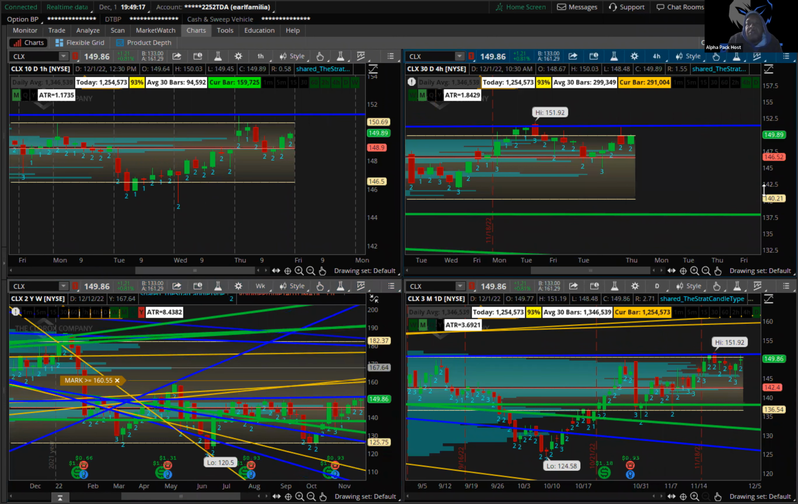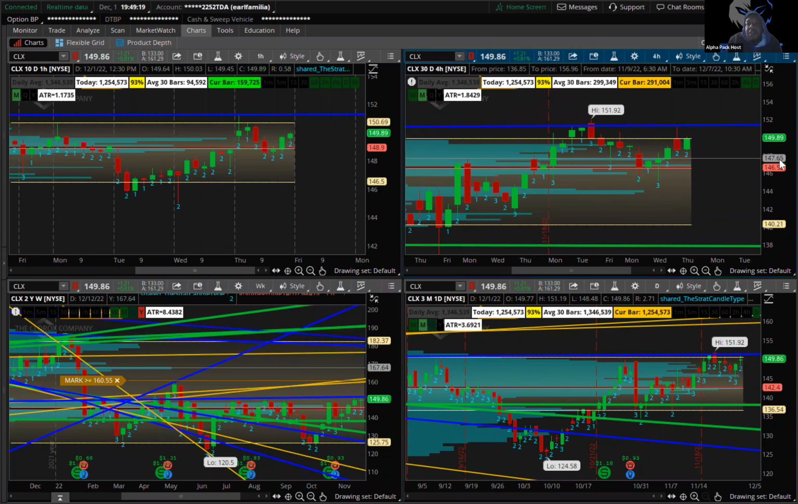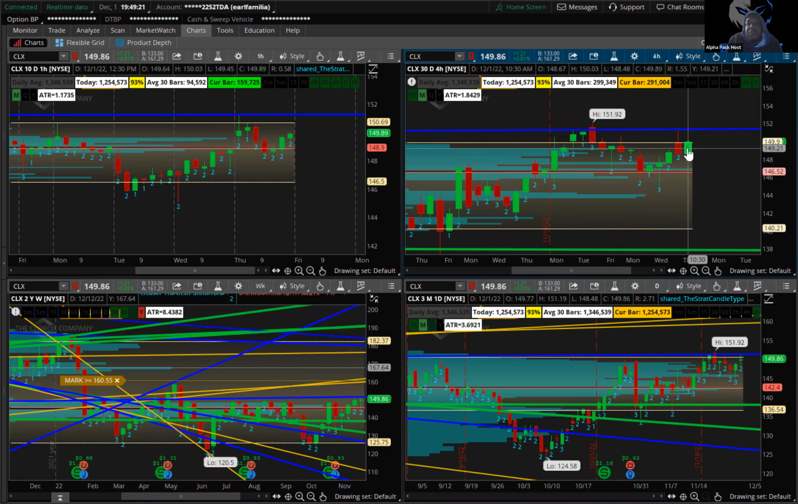We do have the rev strat potential on the 4-hour. We got the 2-2 rev above 150.03. And looks like you got to be up about 151.30. So there's a little something that you could get out of that one. But I'd be inclined to think there's not many people at that party.